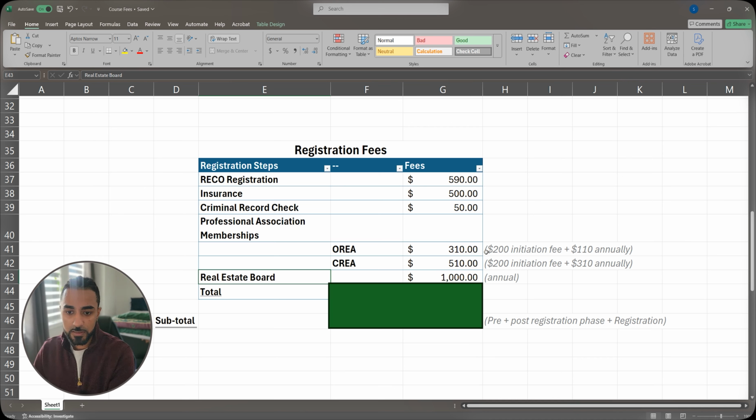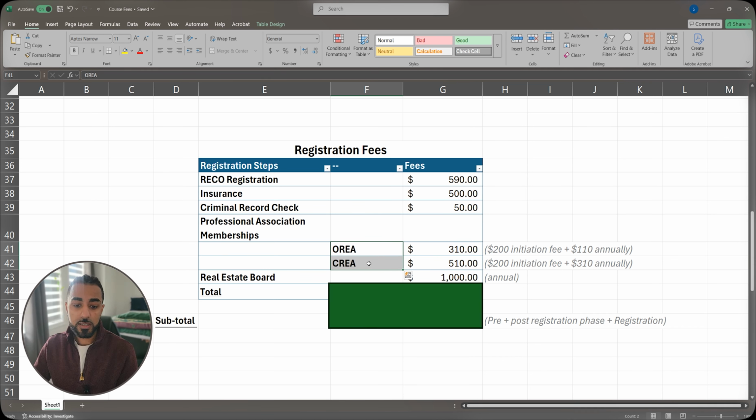But so we look at all these fees, right? And they all amount to about $500 to about $1,000 depending on the fee. So RICO registration costs you about $600. The insurance will be about $500. Remember, this is all mandatory. Your criminal record check is going to be about $50.